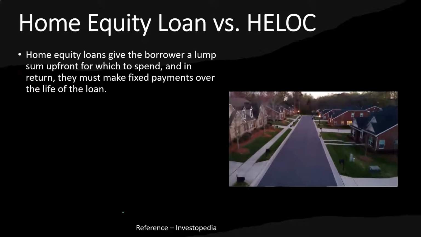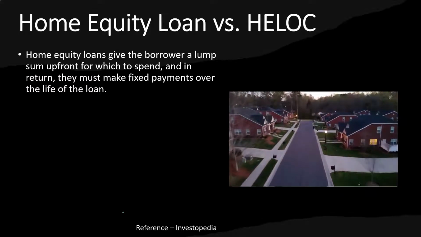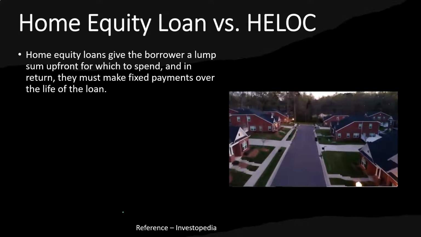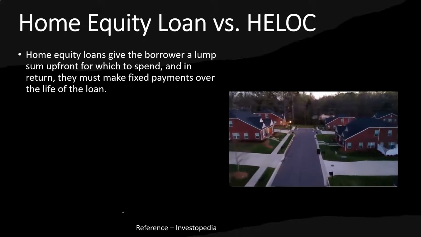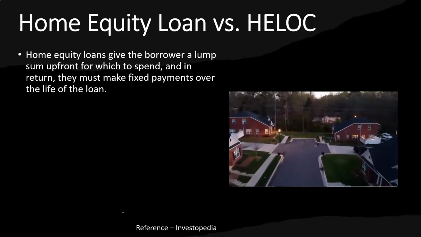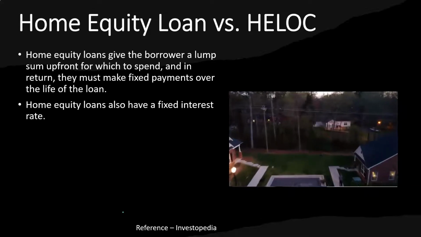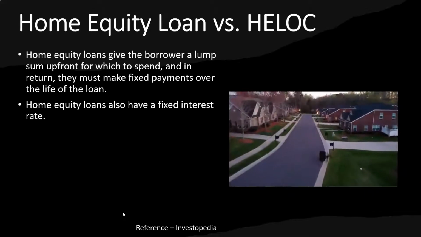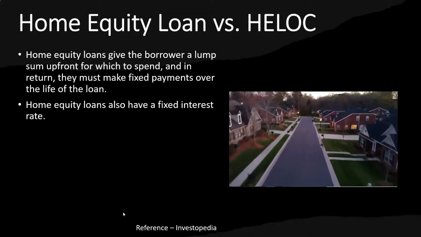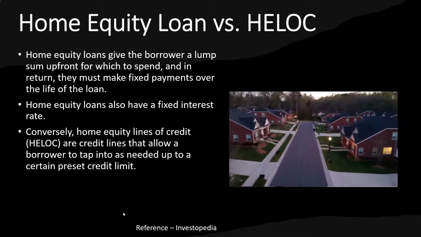Home equity loans give the borrower a lump sum up front to spend, and in return, they must make fixed payments over the life of the loan. So a home equity loan is a straightforward process, similar to the original loan set up when purchasing the home. You get that lump sum up front. You have those standard payments for the repayment. Home equity loans also have a fixed interest rate. So typically, like a fixed rate loan on the purchase side, you have that rate fixed as well.